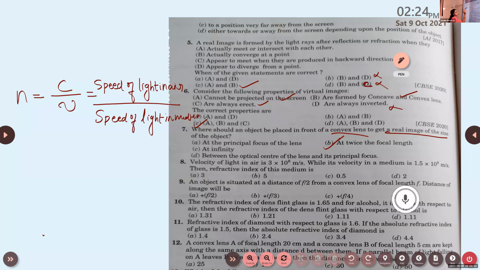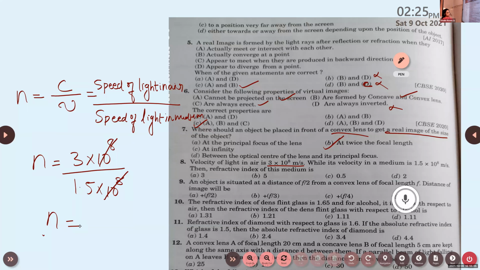And here the speed of light in air and the speed of light in medium are given. What about the speed of light in air? It's a constant value. What is it? 3 into 10 raised to 8 meter per second, divided by, what about the speed of light in medium? 1.5 into 10 raised to 8. Okay, so here 10 raised to 8 and 10 raised to 8 cancel. Then n is equal to 3 divided by 1.5. 3 by 1.5 is 2.